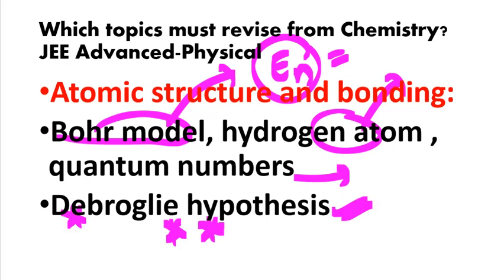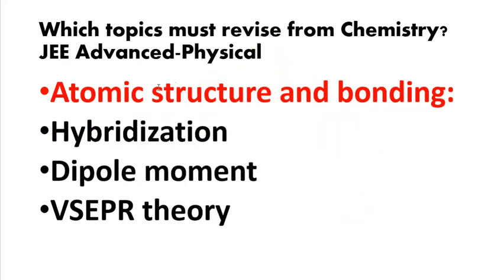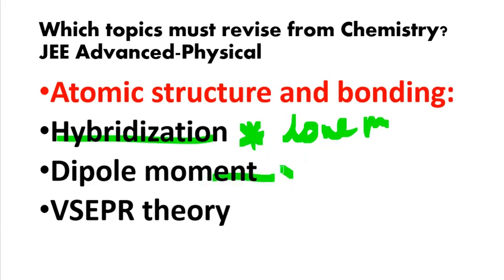Okay. And now, atomic structure and bonding. Already we discussed about it. Look at the hybridization, in which you need to look at the number of lone pairs of electrons on a particular given compound. Okay, and also look at the dipole moment. So VSEPR theory, already we have discussed about it.